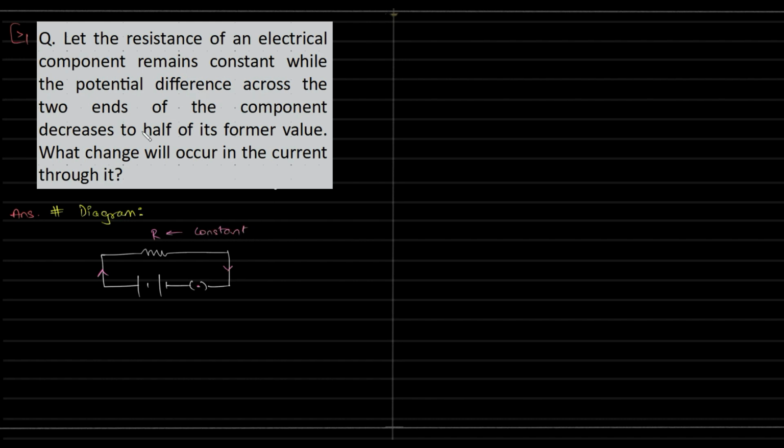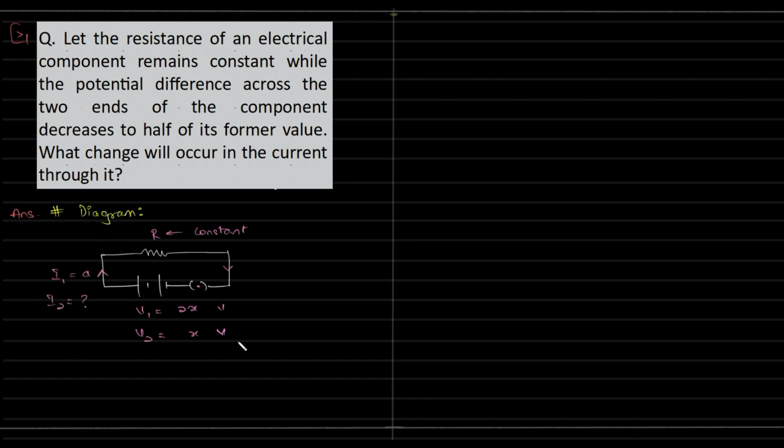While the potential difference across the two ends of the component decreased to half of its former value. So what they're telling is voltage initially was say 2x volt. Then they change it to x volt, half of the initial value. So they want us to figure out I1. If it's A, how much is I2? So this is the question. So you have to express I2 in terms of I1 basically.